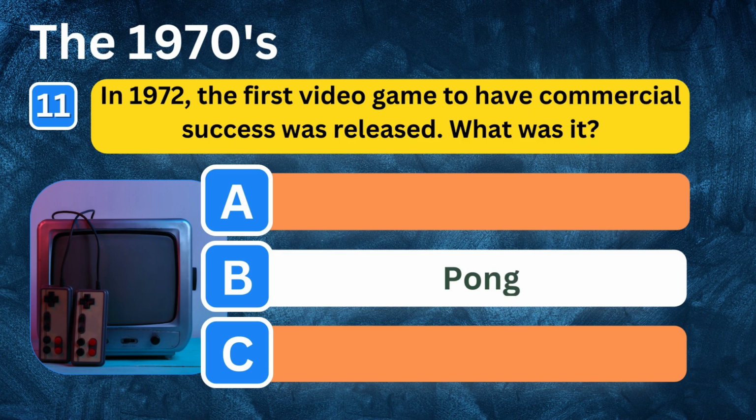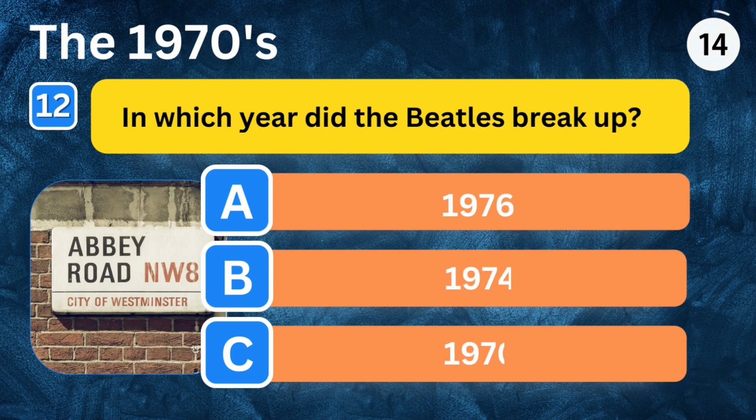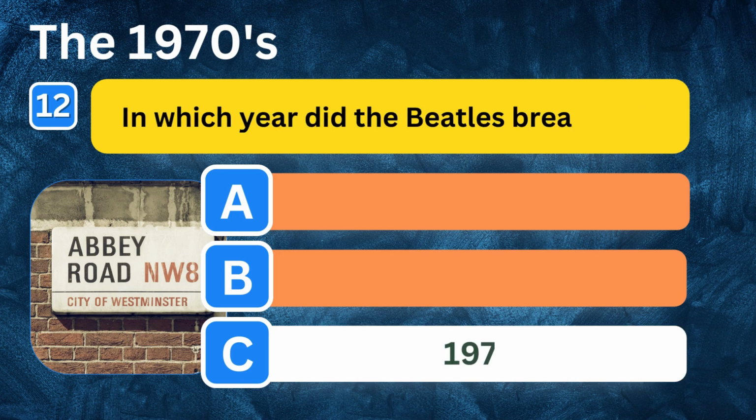Here's question number 12. In which year did the Beatles break up? Was it 1976, 1974 or 1970? And the answer was 1970.